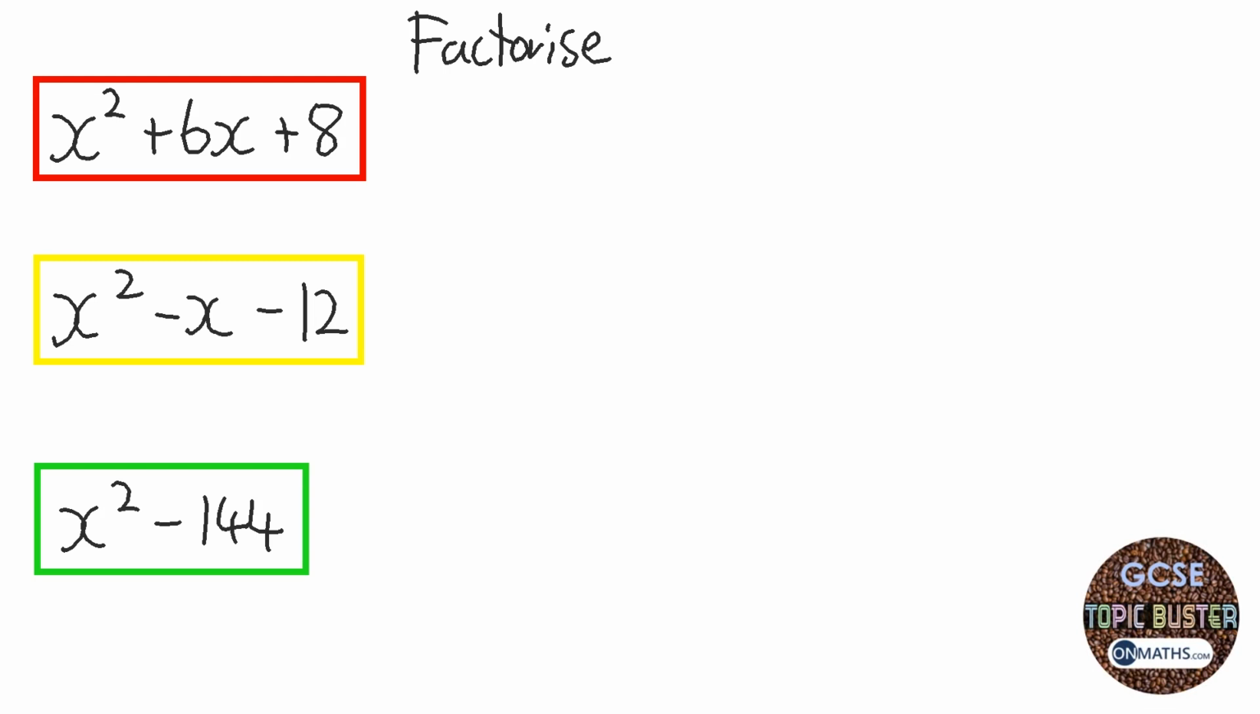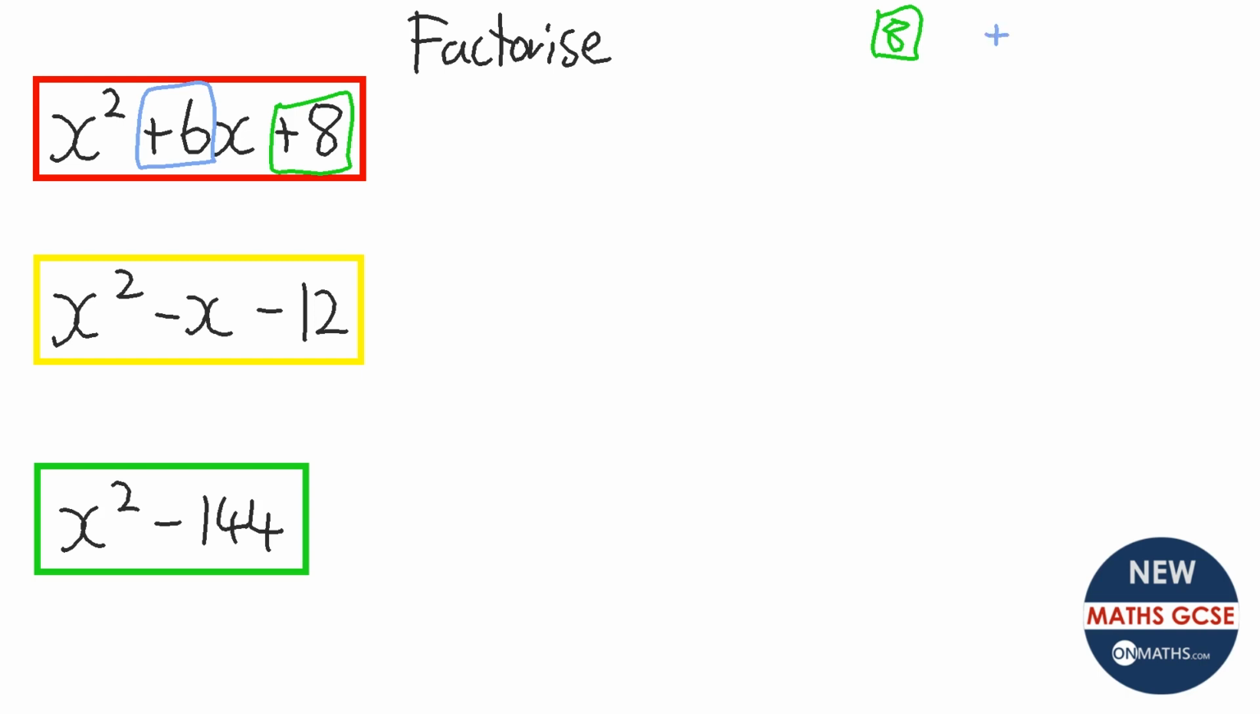Okay, so for this first one, we're trying to get the 8 here. So we're trying to find two numbers that multiply together to make 8. And they've got to add together to make 6.